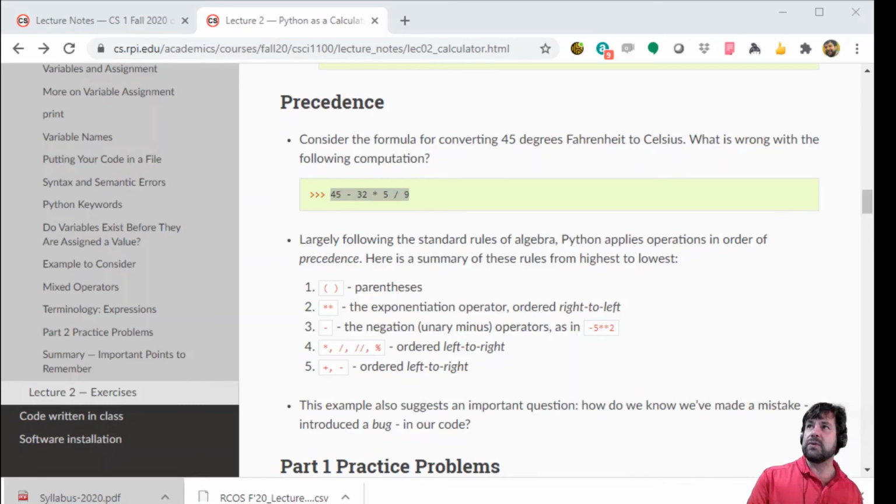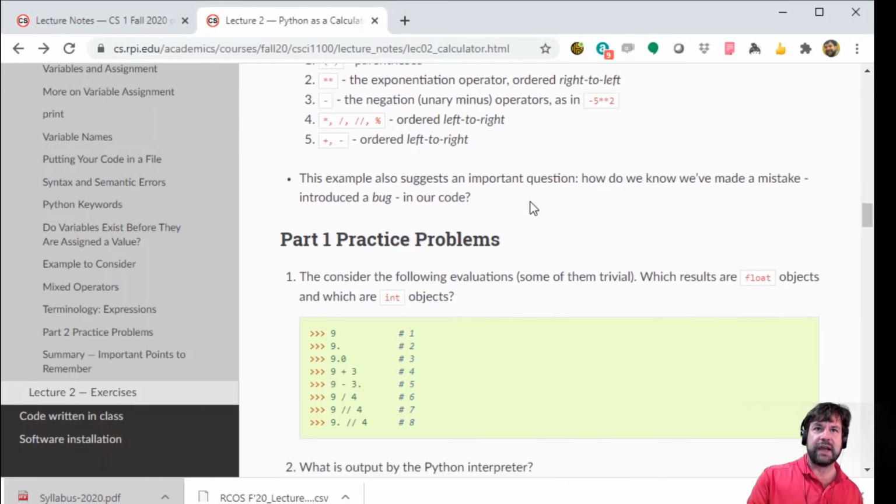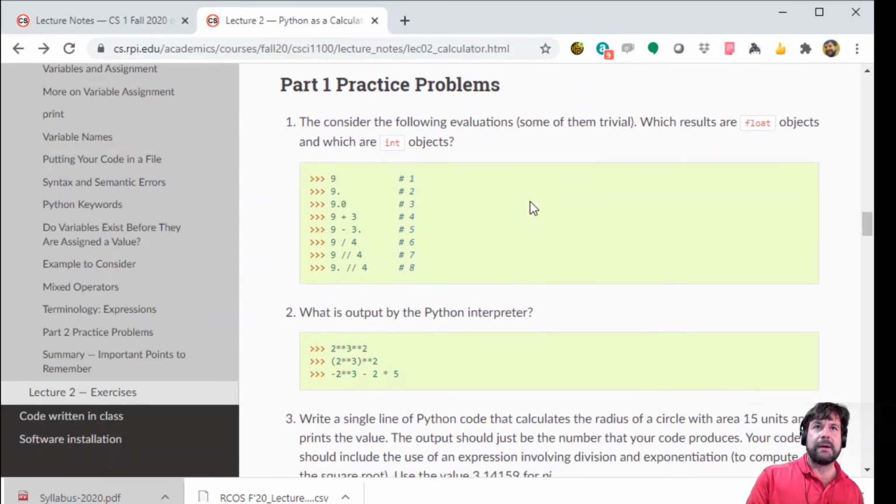All right, I'm going to give you just a couple of minutes to go through and look at some of these practice problems.